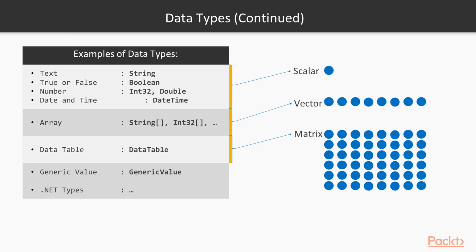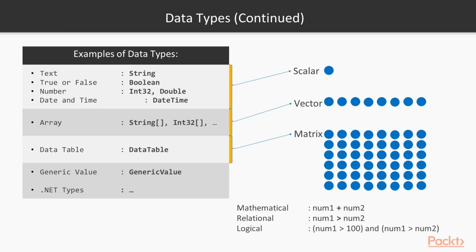Data types mentioned here are commonly used data types. However, there are hundreds of .NET data types available through .NET library namespaces. Operations among similar data types can be mathematical, for example, adding two numbers. Relational, for example, comparing two numbers resulting in a Boolean result. Or logical, for example, comparing two Boolean expressions using a logical operator AND, resulting in a Boolean result. This concludes data types.